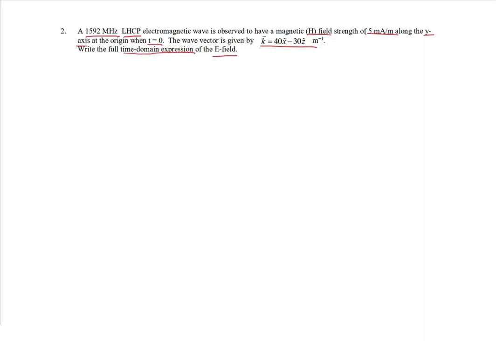So remember we're going to have two terms because it's circularly polarized. All right, so first let's figure out our omega. And omega is just going to be 2 pi times our frequency, which is 1592 times 10 to the 6. And that just comes out as 10 to the 10. Now we have our omega.